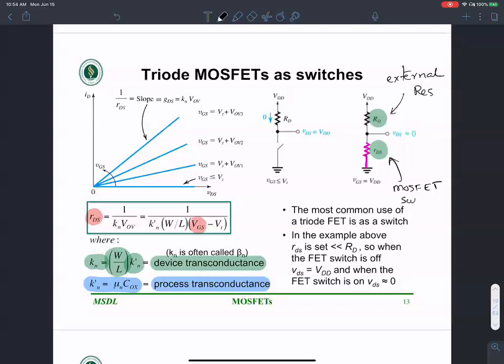I have a question. Before we said that the current on a MOSFET does not change abruptly, and it takes some time to get to zero or increase. So how can we use that as a switch when there is no abrupt change in the current?